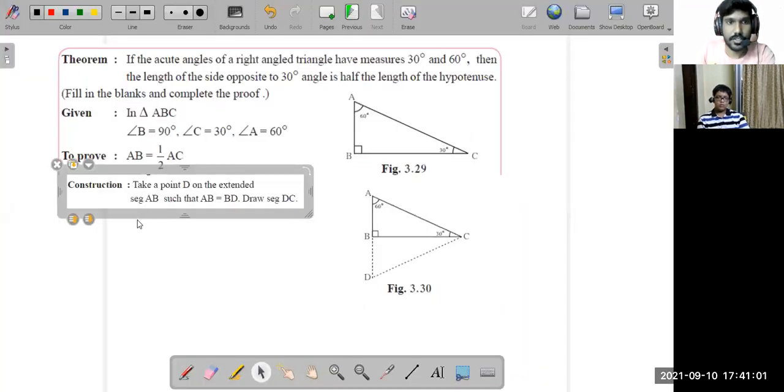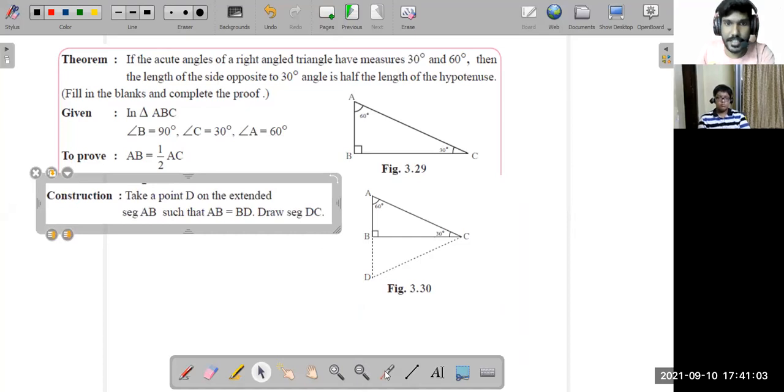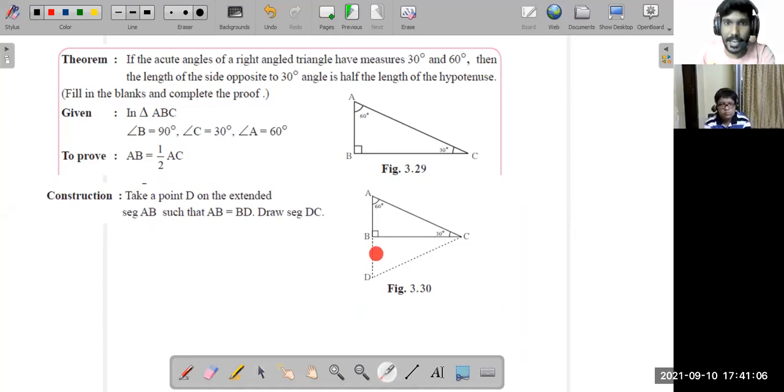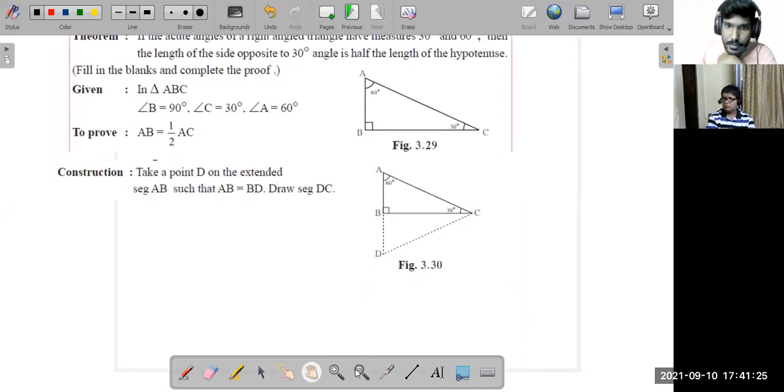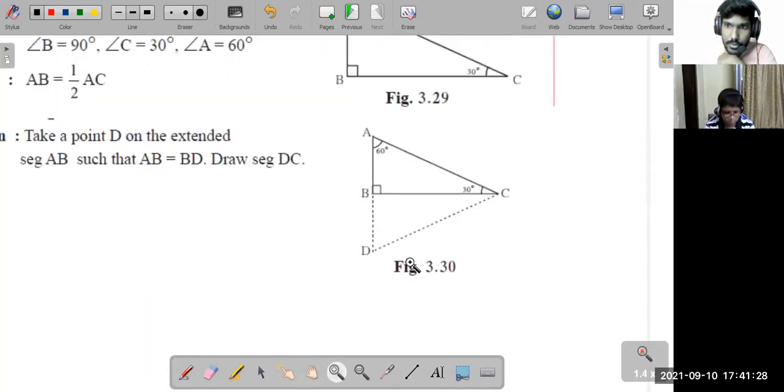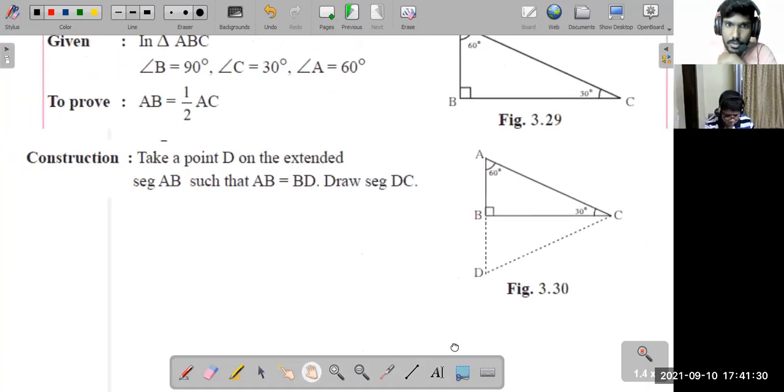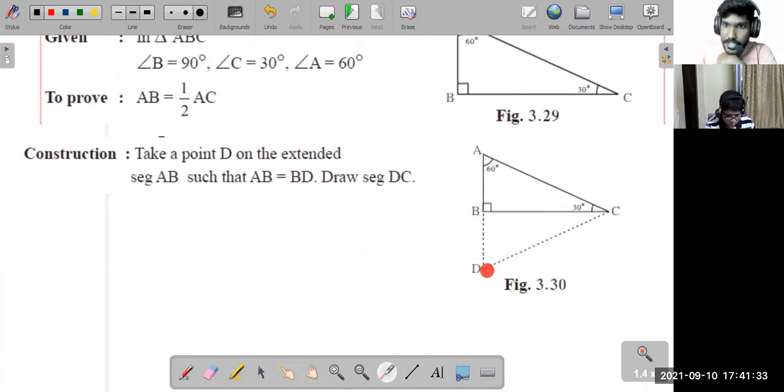Now, what is that construction? It says take point D, extend AB and take point D on it. And you have to extend this in such a way that AB and BD are equal to each other. Once you extend it in such a way that AB and BD are equal, you join D and C. Extend BD such that AB is equal to BD, and then you join DC. Clear up to here?